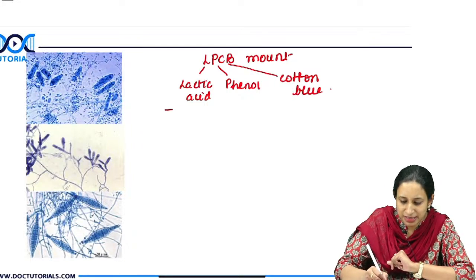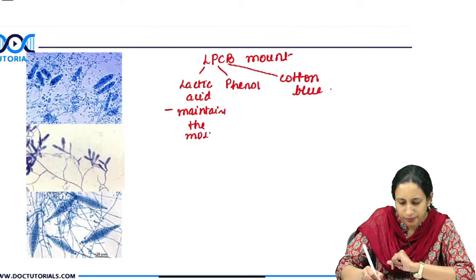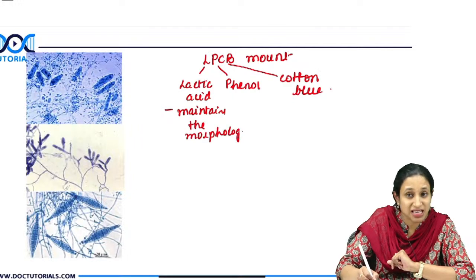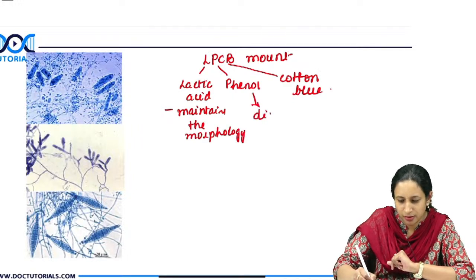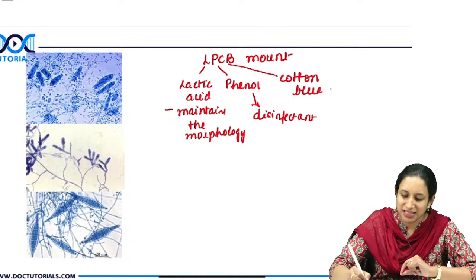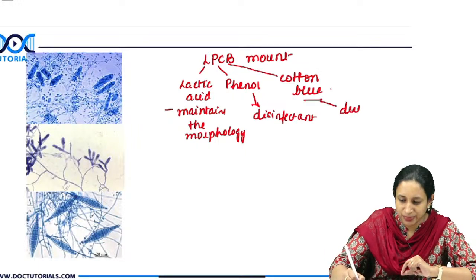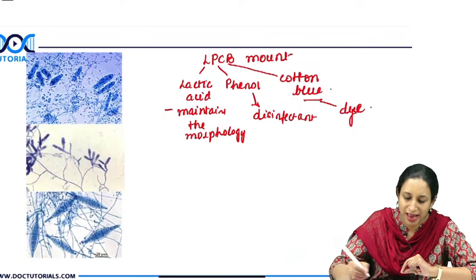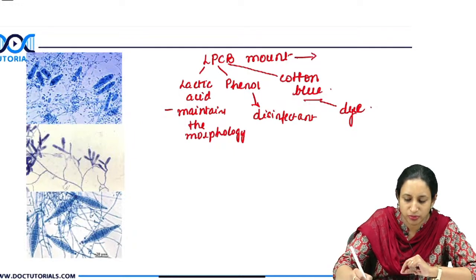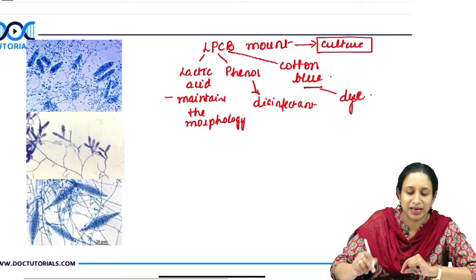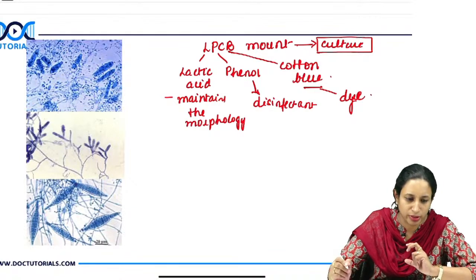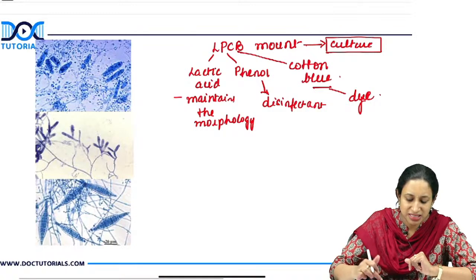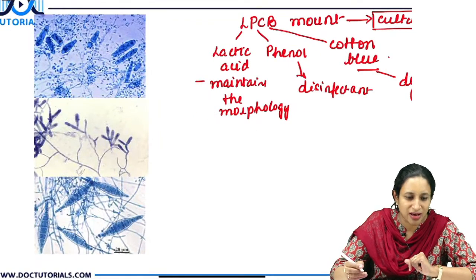The role of lactic acid is it maintains the morphology. Phenol acts as a disinfectant. And you will see that cotton blue is considered to be the dye. So this is lactophenol cotton blue, and you see a lactophenol cotton blue mount from a culture. So after you do a culture, you will be able to appreciate this, and LPCB is mainly done to identify the fruiting bodies.